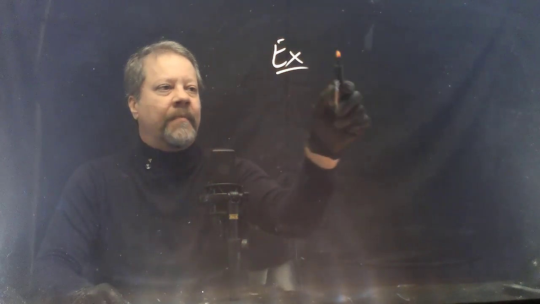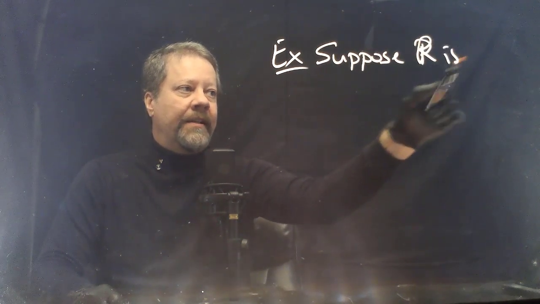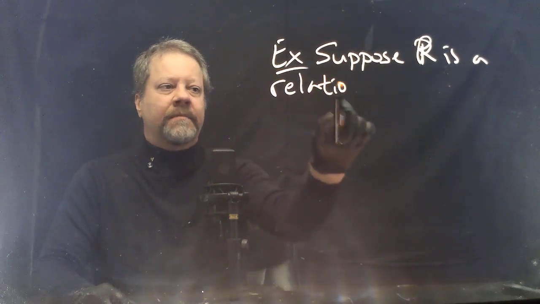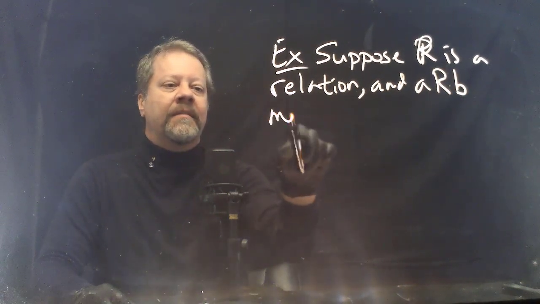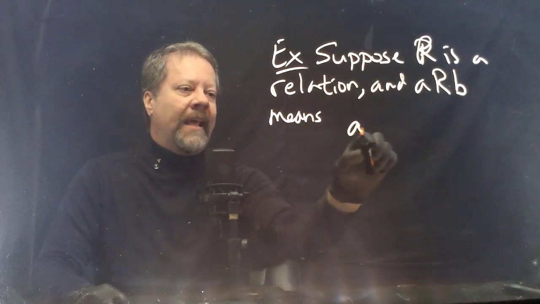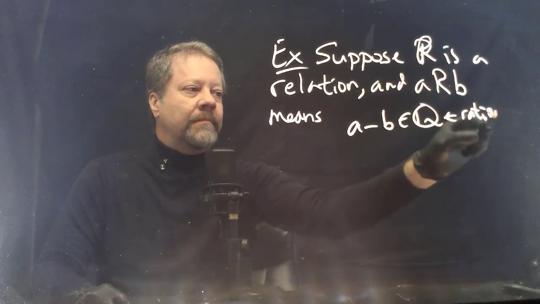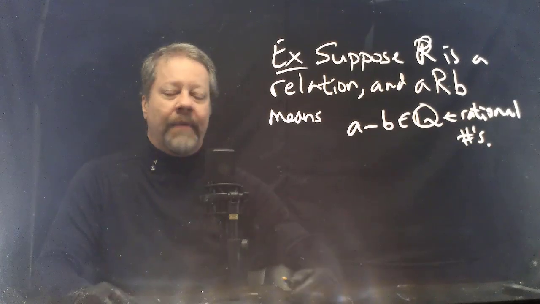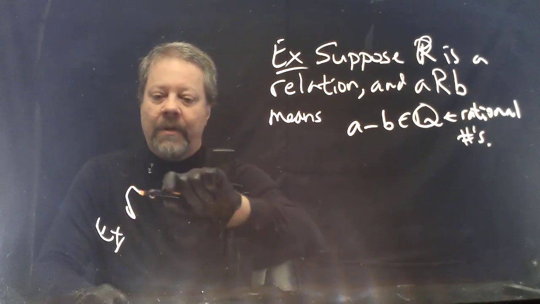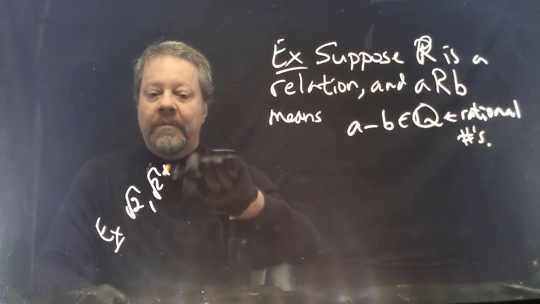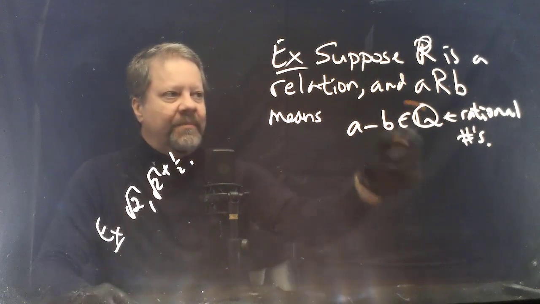In the next example, I'm going to suppose fancy R is a relation, and A related to B will be defined by A minus B is an element of the set of rationals, the rational numbers. So an example might be the square root of 2 and the square root of 2 plus a half. If you subtract these, you'll get a rational number. So these two would be related by this relation here.